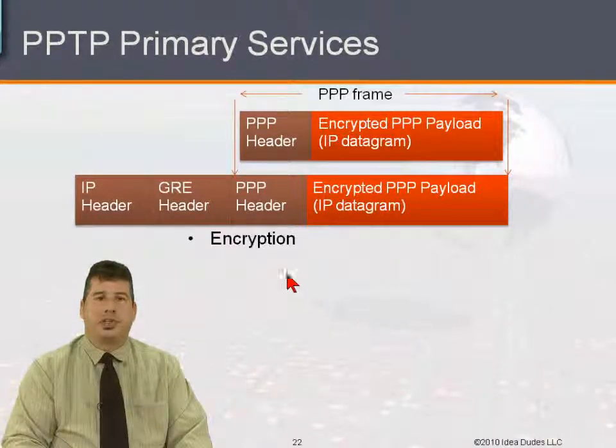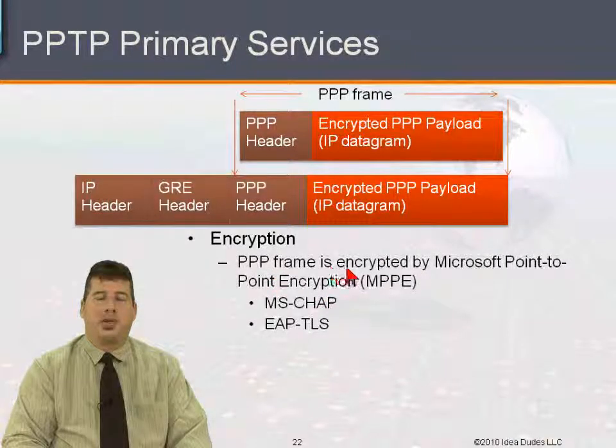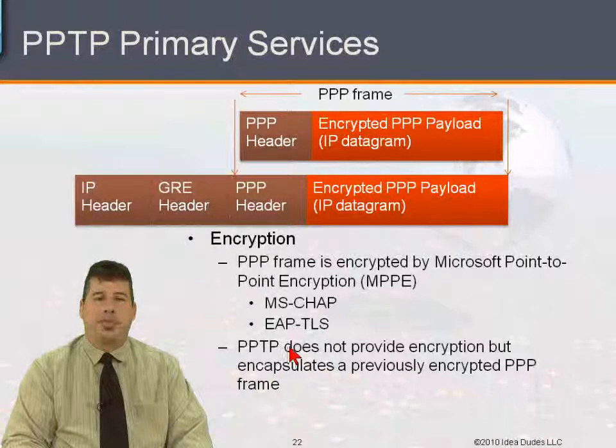And the primary services, you have encryption. So you have an encrypted payload. The PPP frame is encrypted by Microsoft Point-to-Point Encryption. So this is a proprietary encryption algorithm from Microsoft. And MS-CHAP, which is Challenge Handshake Authentication Protocol, and EAP-TLS. Those are the 2 that can be used. PPTP does not provide encryption, but encapsulates a previously encrypted PPP frame. So what it does is it wraps around it.